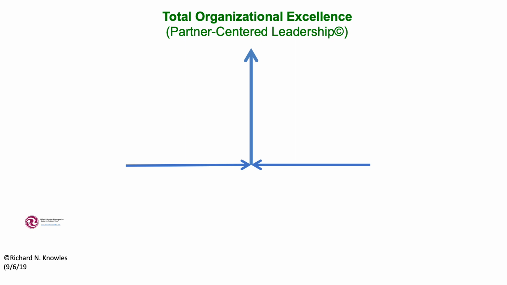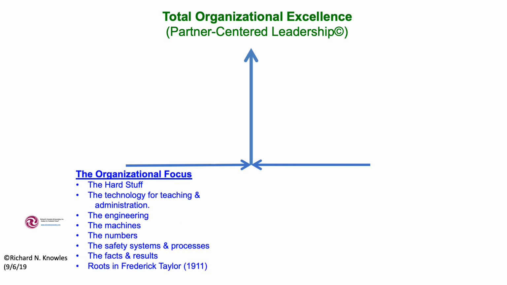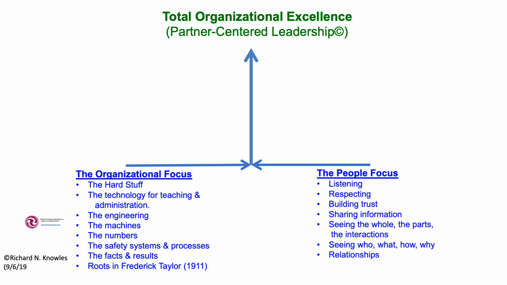The horizontal lines are coming together. This is the initiating and opposing forces, and then the reconciling force is the vertical line that pops up in the middle of this chart. On the left-hand side of one of the horizontal lines is the organizational focus. This is all the managerial things, the business things, the machine thinking, numbers, safety systems, those kinds of things, much of it coming out of Frederick Taylor's work back in 1911. On the right-hand side is the people focus, and these are the leadership things of listening and respecting, seeing how the parts and the interaction of the parts take place.